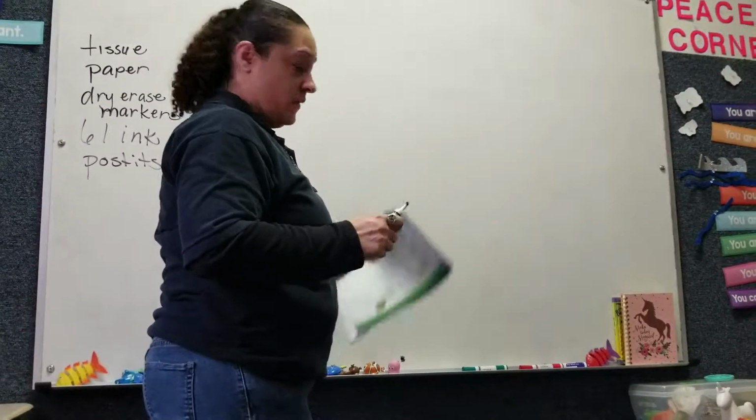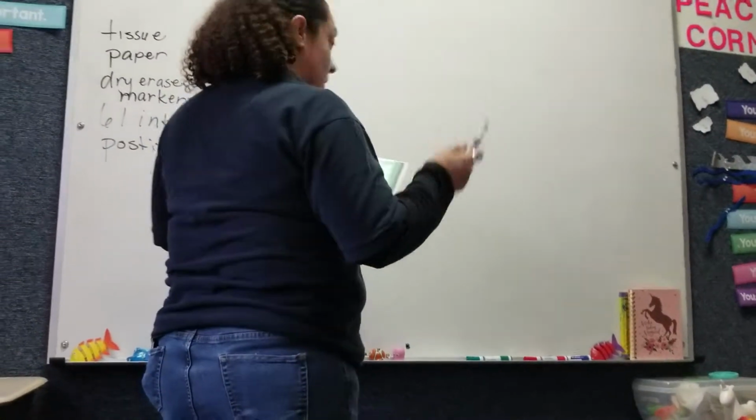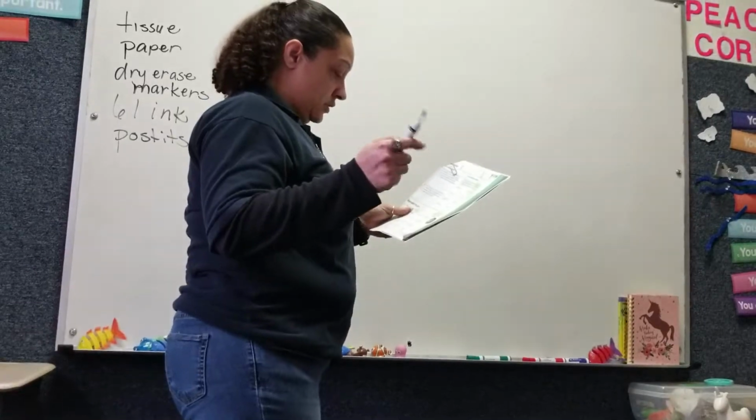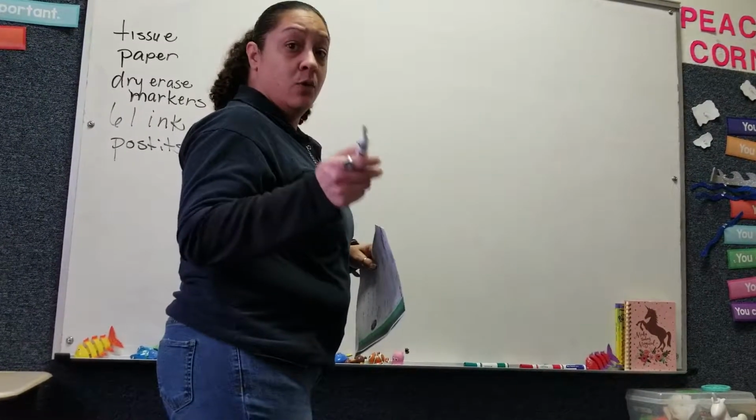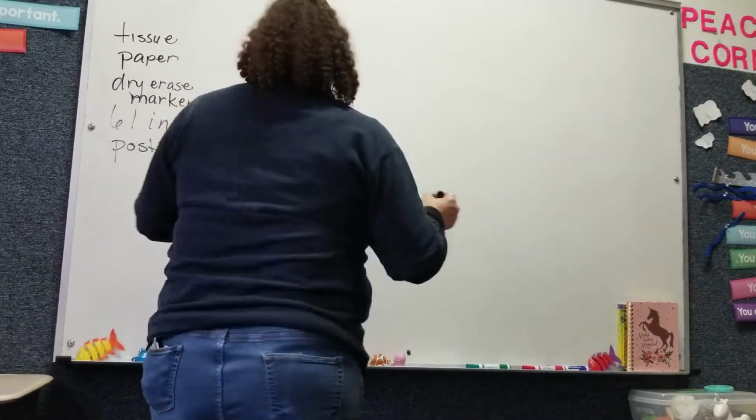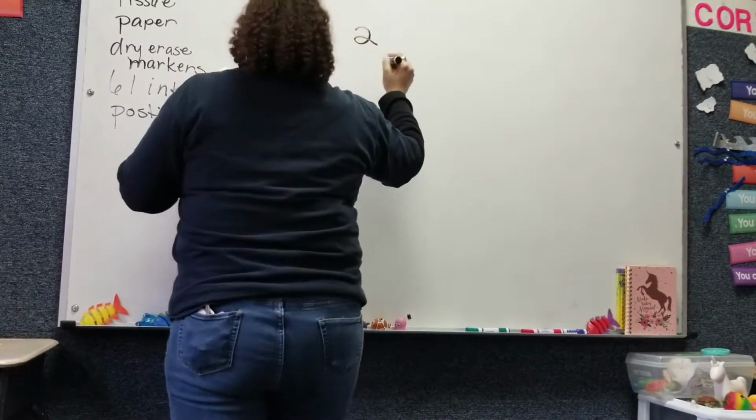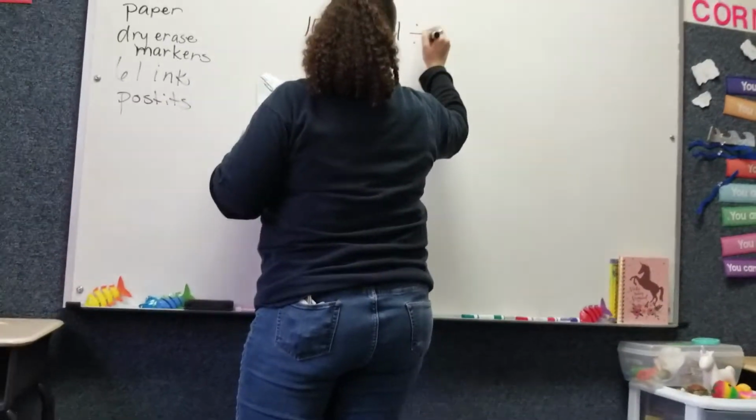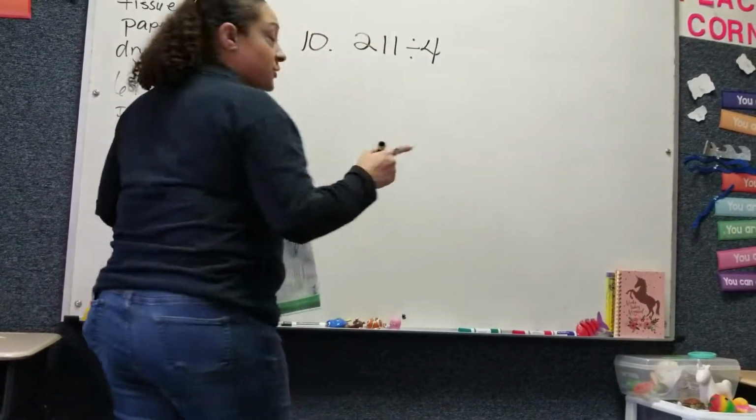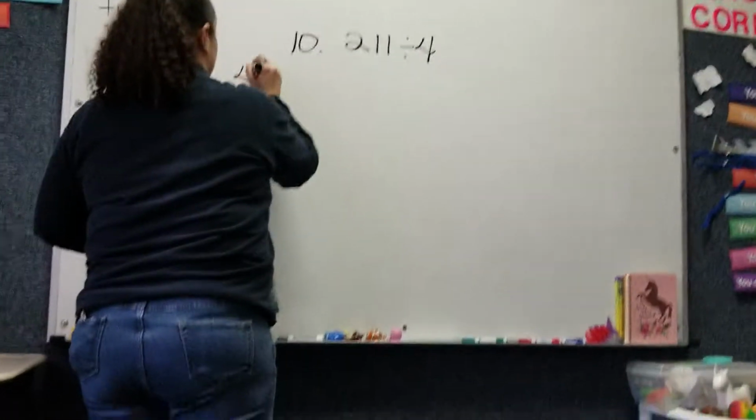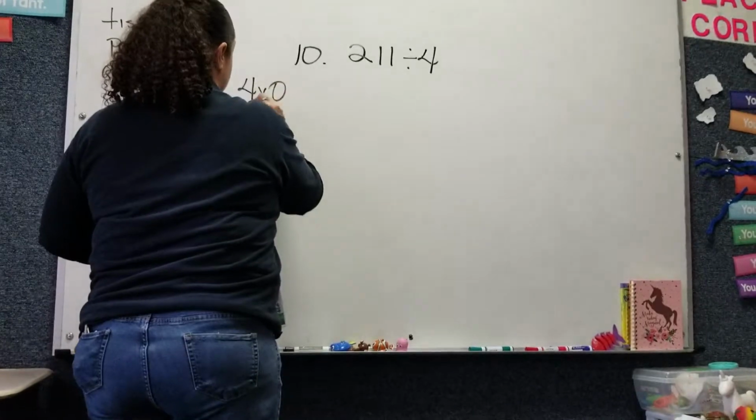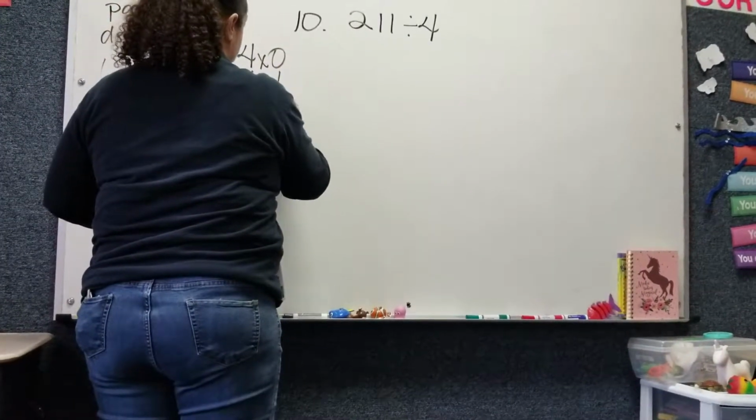You ready? Okay. So we're working on number 10 on page 261 for coach's class. So number 10 is 211 divided by 4. So the first thing we have to do is our prep work. So we do all our multiples of 4 first.